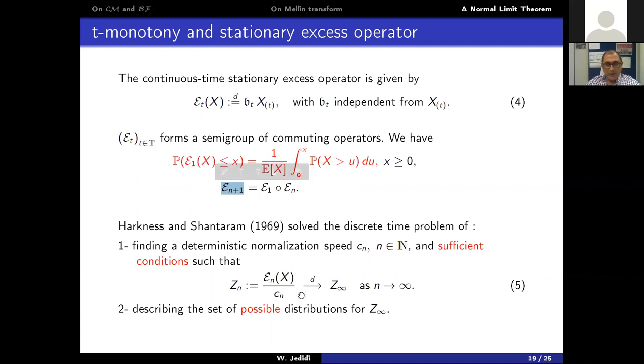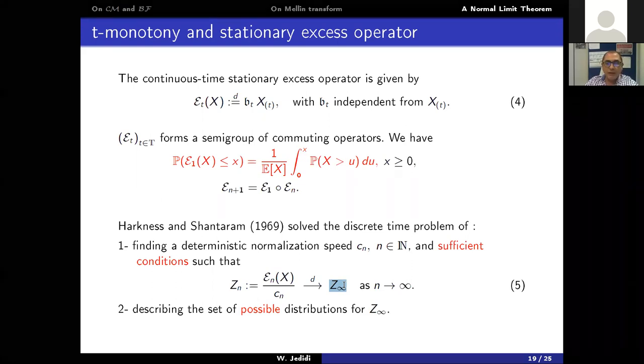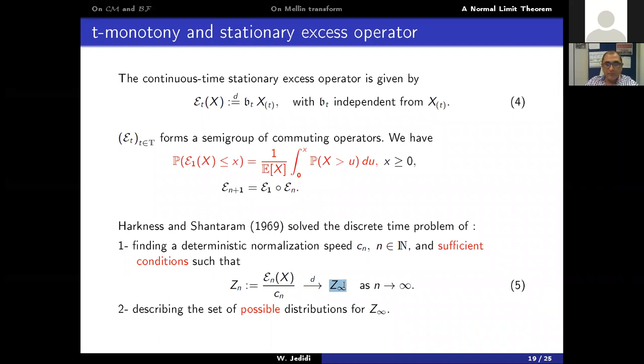And they were interested in whether it is possible to find a normalizing speed such that this E^n of X, obtained by iterating this procedure, will converge in distribution to something. This was their question. They solved it and proved that under a sufficient condition, I'll come back to this sufficient condition, it's possible to make this converge. But they had the problem of determinacy. What kind of limit shall we obtain here?